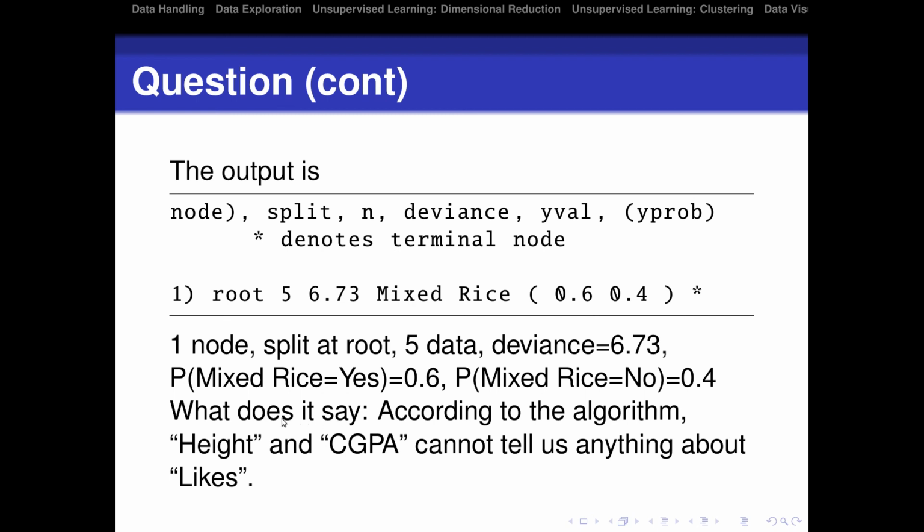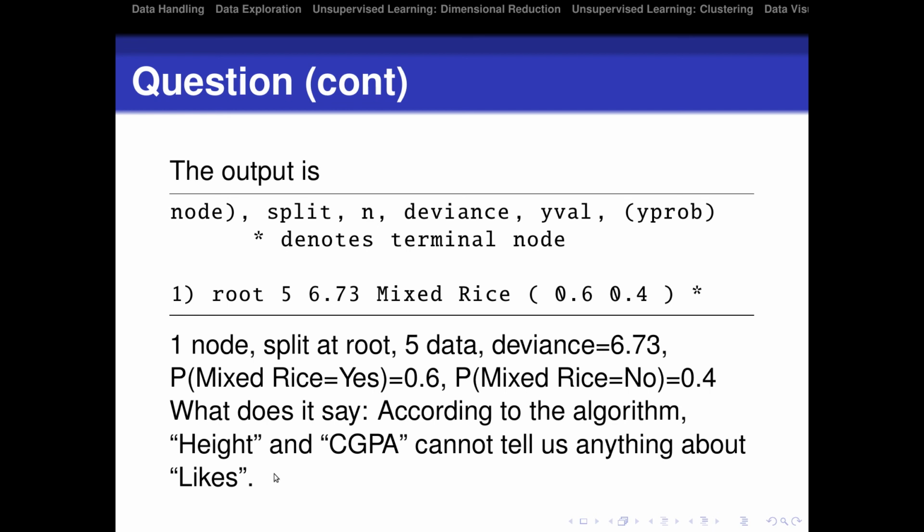So these are the probabilities, and what does this tell us? It tells us that decision tree algorithms can't tell us everything if the data itself does not contain useful information. Because we have conflicting outputs, the algorithm discovered that the features of height and CGPA don't tell us anything about the output.